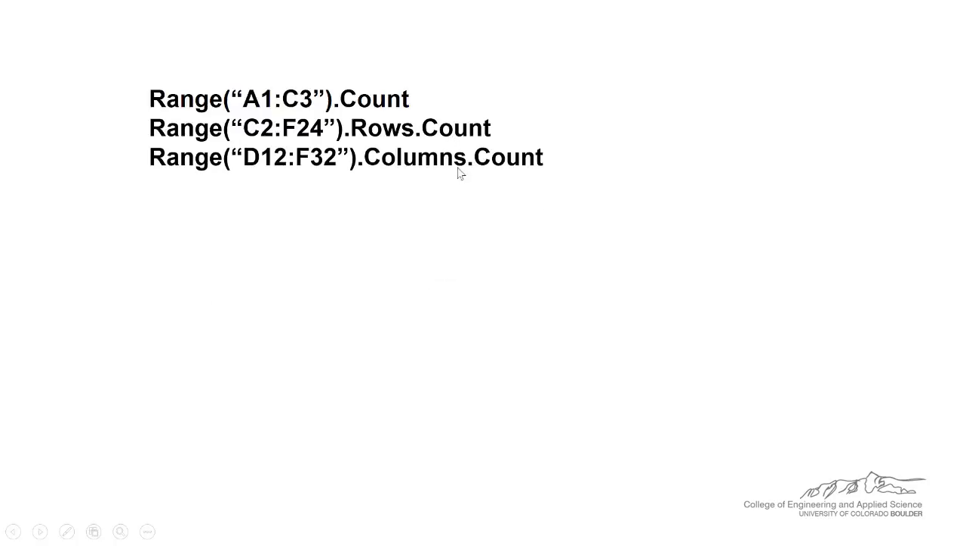We can also use the count property. We can count the number of cells in A1 to C3. This doesn't tell you how many cells have numbers in them. It just counts the number of cells. We can use the rows property along with the count properties. We could also do the same for columns.